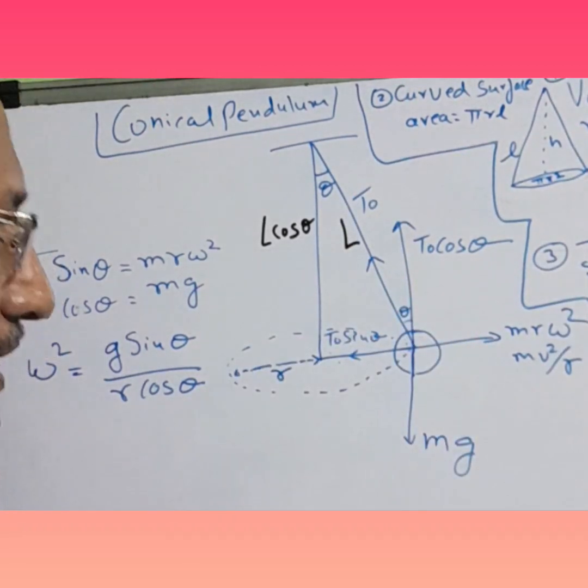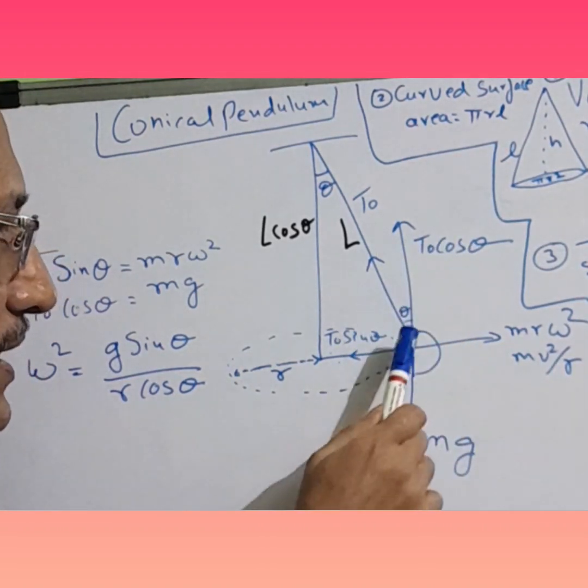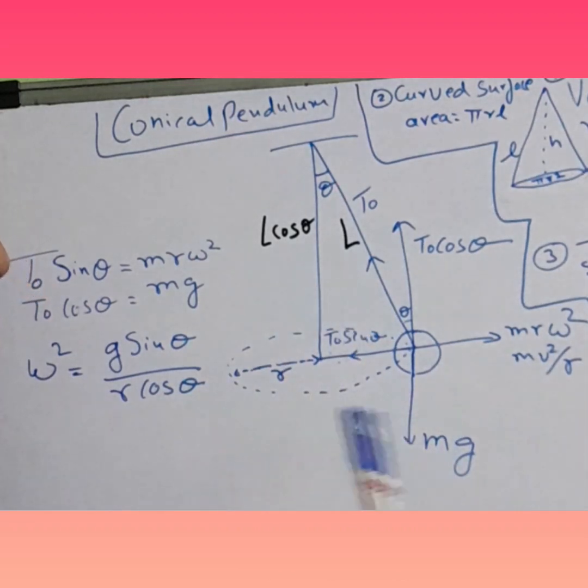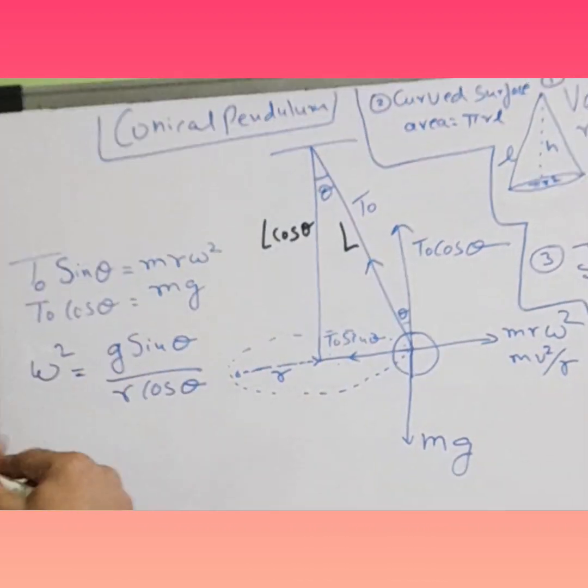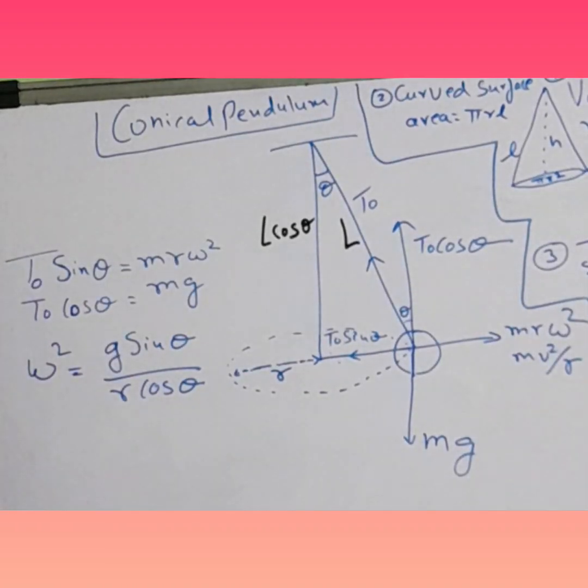Now you should be very well aware that the vector closer to theta is cos theta and away from theta is sin theta. Fine. So T0 cos theta is balancing mg. So that's what I jotted down over here: T0 cos theta is equal to mg.